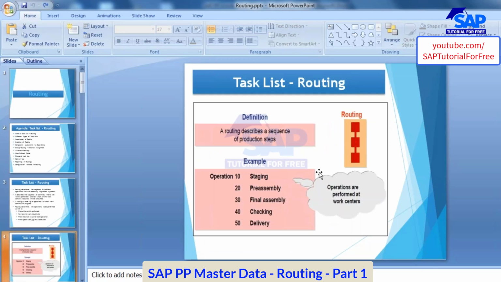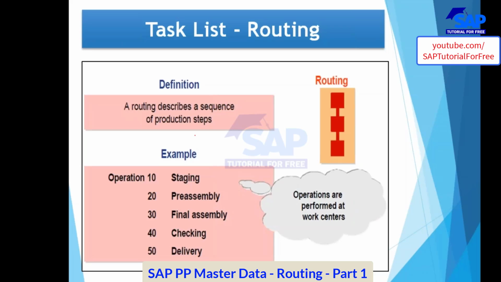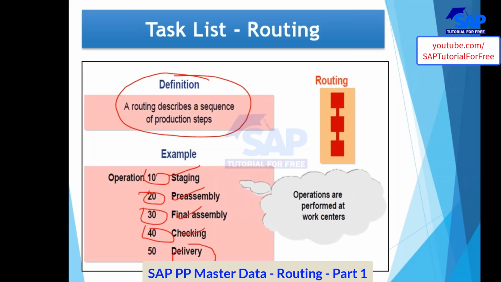A typical routing looks like this. The routing describes a sequence of production steps. You maintain operations: staging, operation 10, next step pre-assembly 20, final assembly 30, checking 40, then delivery 50. Like this you maintain a sequence of operations to produce a product. This is how the routing is maintained in the system.